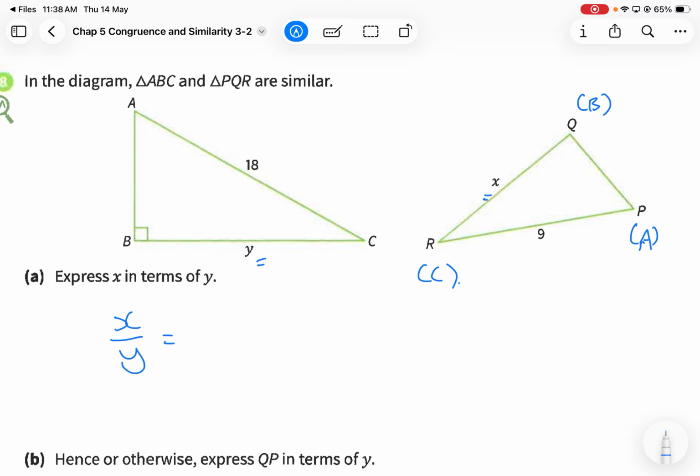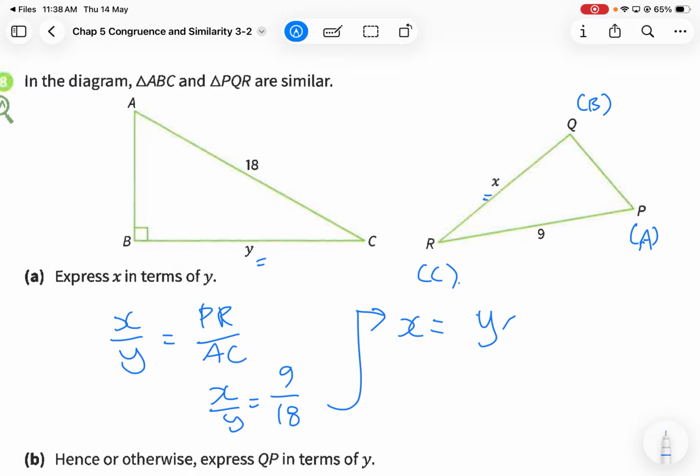So it's equals to PR over AC. So X over Y is equals to 9 over 18. Then, when I make X the subject, express X in terms of Y means making X the subject. X is equals to Y multiply 9 over 18, or X equals to half Y.